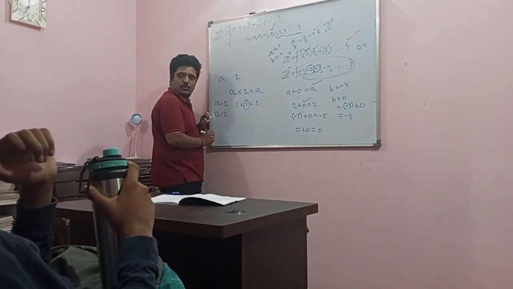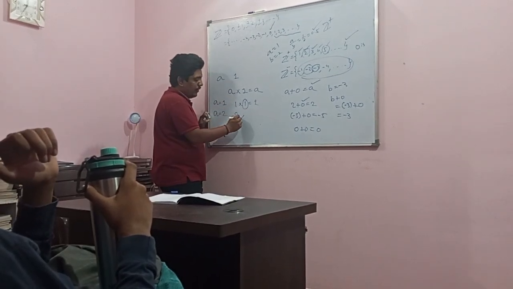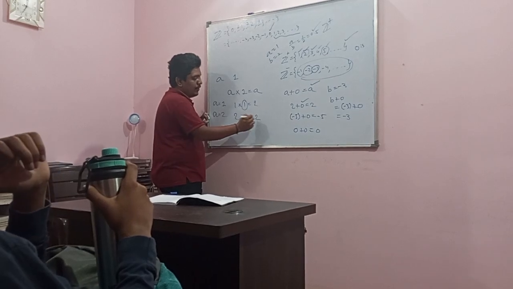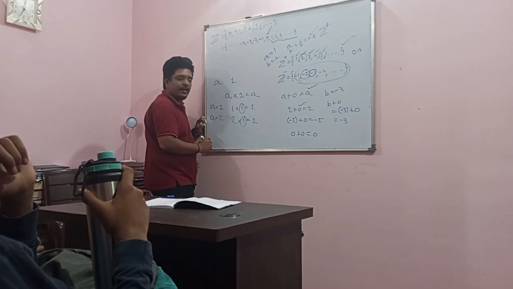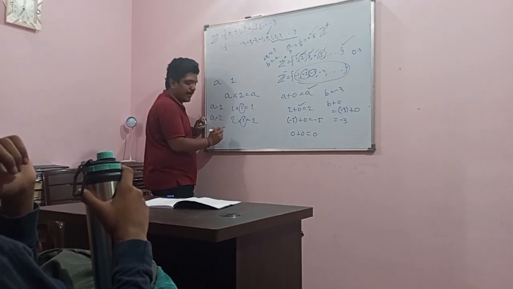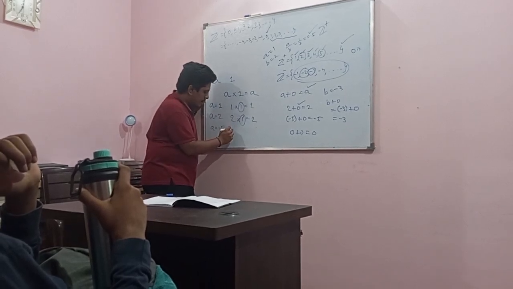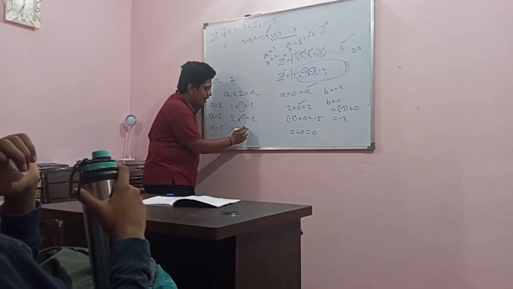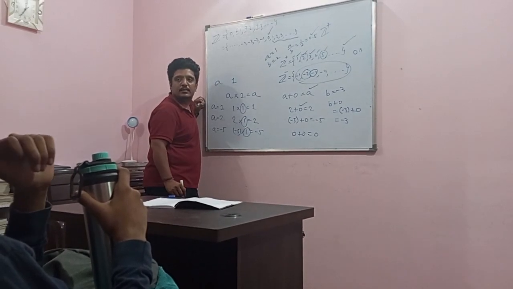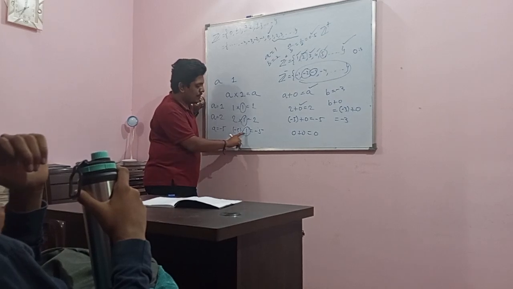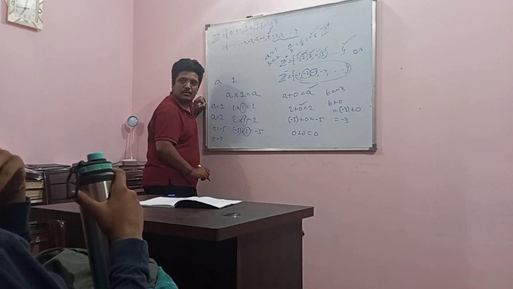Similarly, if I consider 2, now we will verify. 2 into 1 is how much? 2. Again it is 2. Therefore, 1 is the multiplicative identity. Similarly, if I consider a is equal to minus 5, then minus 5 into 1 is how much? Minus 5. So 1 is the multiplicative identity. What happens if I consider 0?